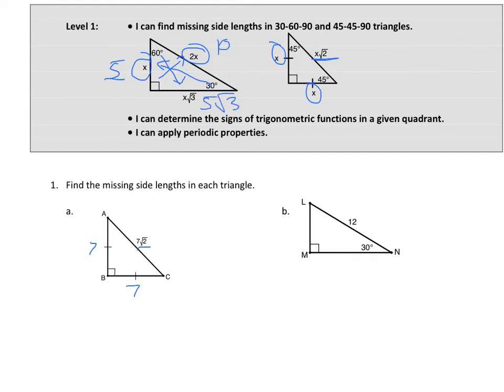Okay, so in example B, we know the hypotenuse. This is the side that we call 2x. So the short side, dividing that by 2, would be 6. And then this would be the 60-degree angle. Across from that, we take our short leg, 6, times the square root of 3.